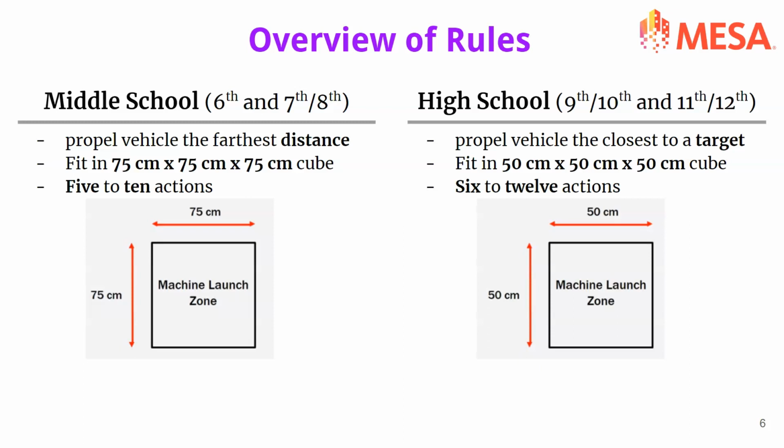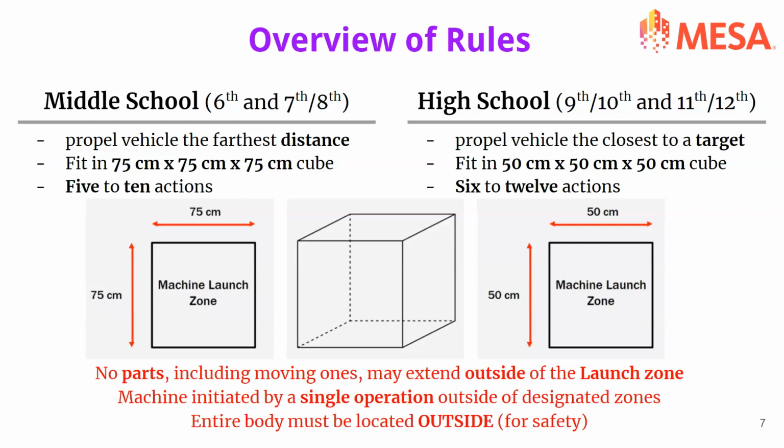Now notice for the launch zones, once again, we have 75 centimeters for length and 75 centimeters for width, and that is the space that the student will be required to place the objects inside for their respective machine. And in high school, it's 50 centimeters by 50 centimeters. Please be aware that the area will be taped on the ground, and for the height, there is an imaginary height of 75 centimeters for middle school and 50 centimeters for high school.